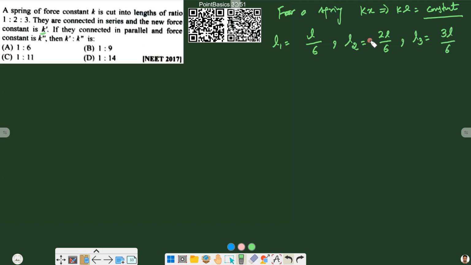These are the new lengths, and as KL is constant, for the first part the new K1 into L1 should be equal to KL. From this, K1 into L by 6 equals K into L, and L gets cancelled. From this, K1 is equal to 6 times K. Similarly, we can find that K2 will have 2 L1, so it will become 3K, and K3 will become 2K.